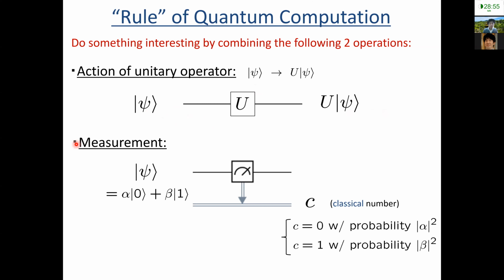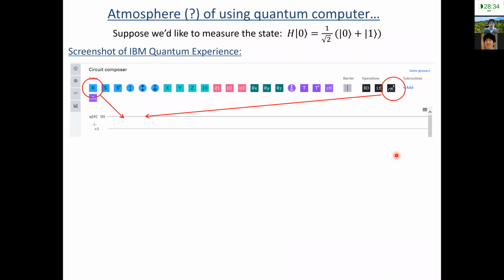Another one is a measurement, which assigns a classical number with some probability from the state. And to me, the rule of quantum computation is to do something interesting by combining these two operations. This is the atmosphere of using quantum computation. This is a screenshot of a website called IBM Quantum Experience, where we can easily use a quantum computer in the cloud.